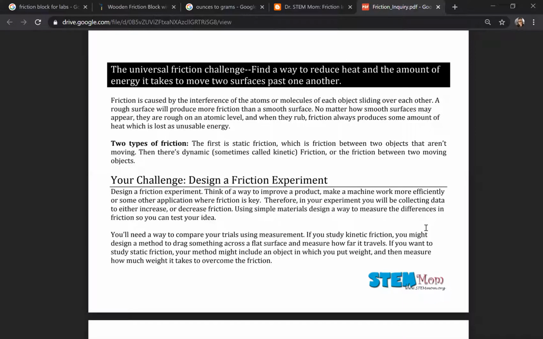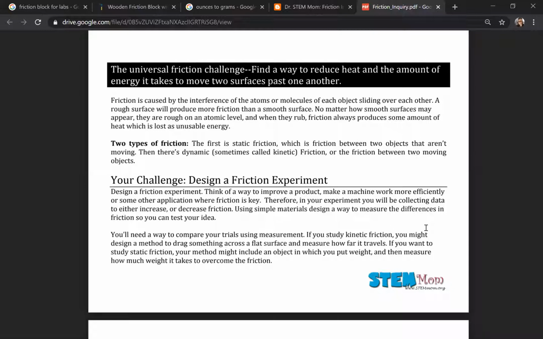Now, remember there's 2 types of friction that you can test for. The first type of friction is static friction. So that's friction between 2 objects that aren't moving. And then there's the kinetic friction, otherwise sometimes known as dynamic friction, where you're looking at friction between 2 moving objects. So when you think about designing your friction experiment, either you can test for both types of friction or you can test for one or the other.